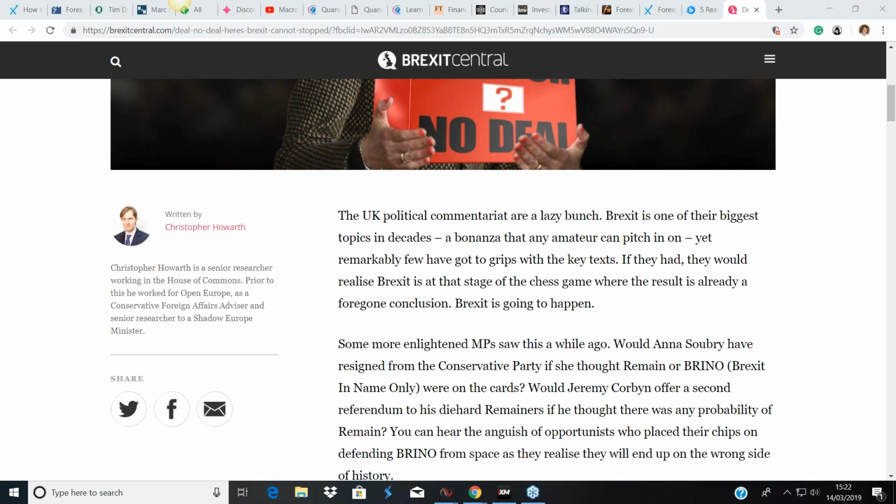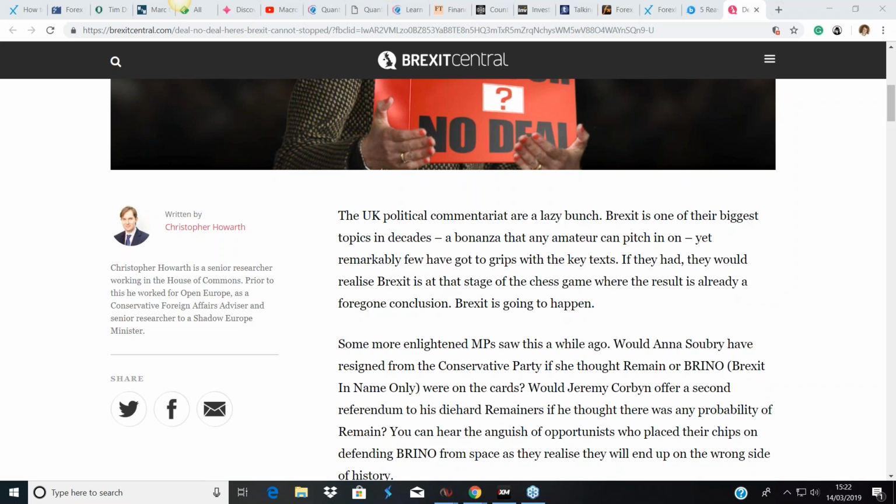But the thing to remember about the 29th of March, and this point is made in this article. I have to say, Brexit Central probably gives you an idea of what the bias of this particular site is, and this is what we also have to be aware of when we read things. What is the bias of the person writing the article?